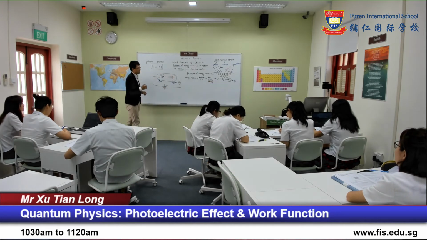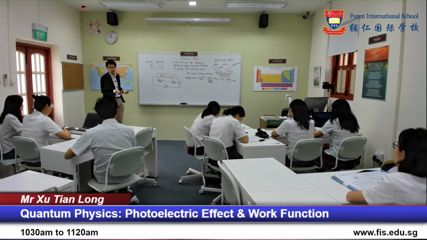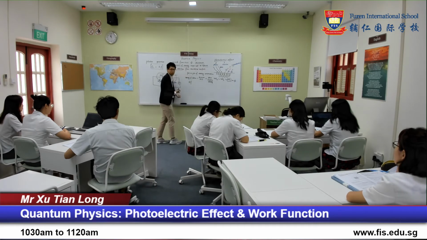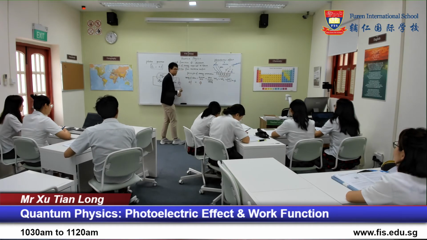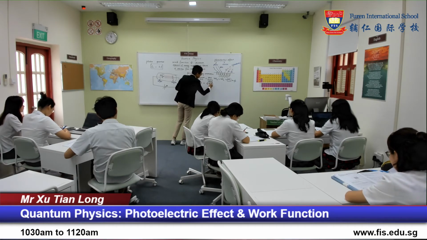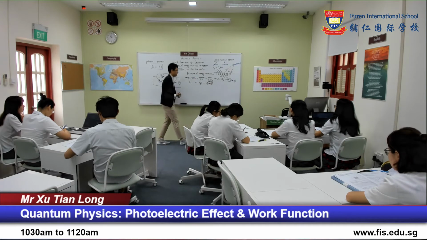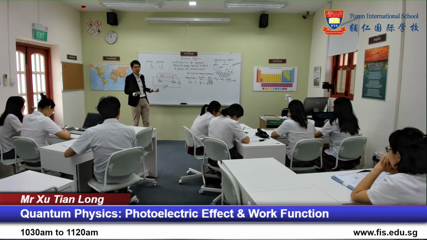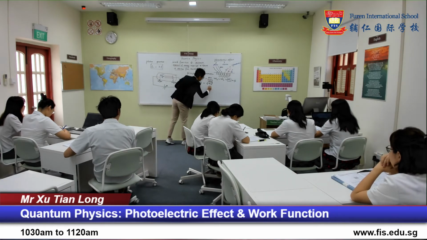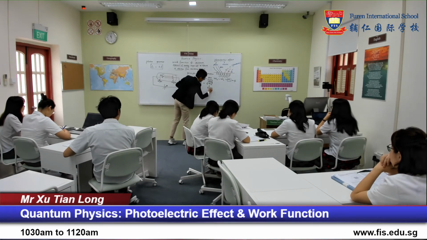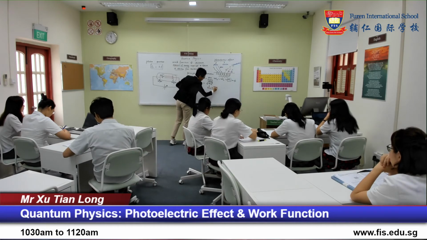So we can write an equation based on this definition. Energy of photon, hf. The minimum work done is the work function. The maximum kinetic energy is half m v0 squared. And this mass is the mass of the electron. So what is the value of the mass of the electron? Can you remember? 9.11 times 10 to the minus 31 kg.